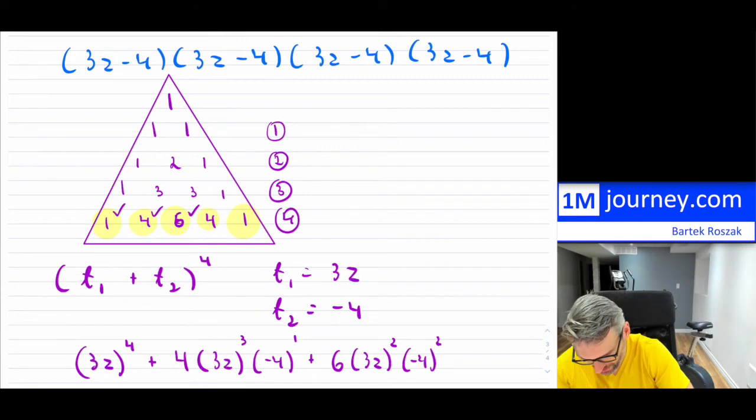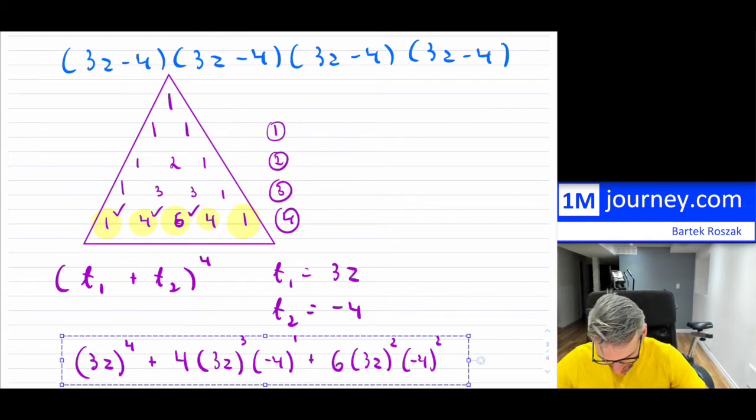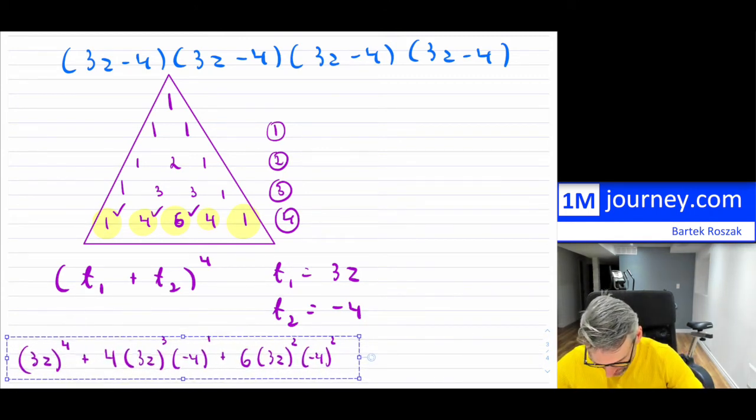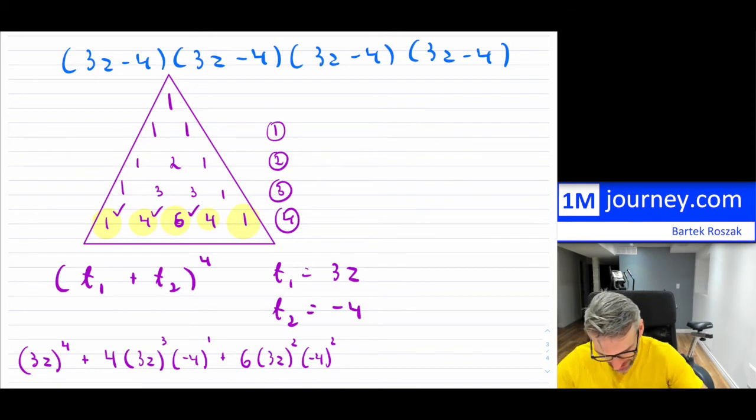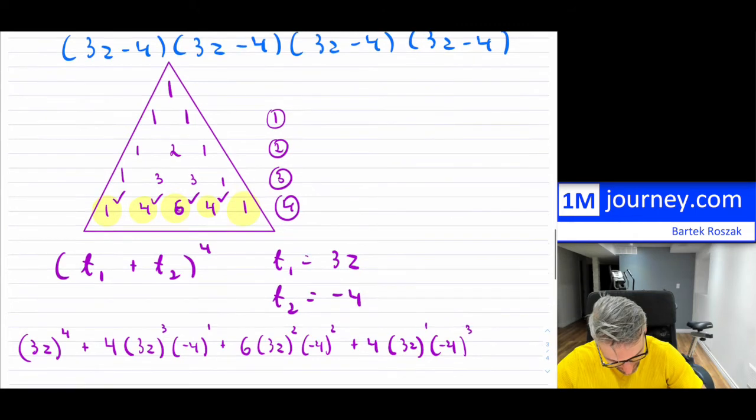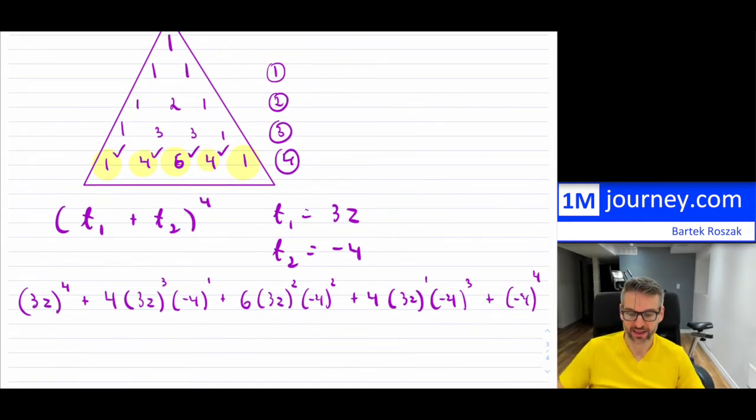Now we're going to run out of space here. So I'm going to shorten this and shift it. All right, so this is what we have. Next, so I have that. So 4, term 1, so 3z, now it's to the 1. Negative 4 is now to the 3. And finally, the last one, coefficient is 1. And this is going to be negative 4 to the 4. So that is your whole thing.